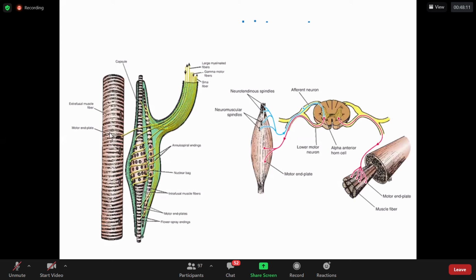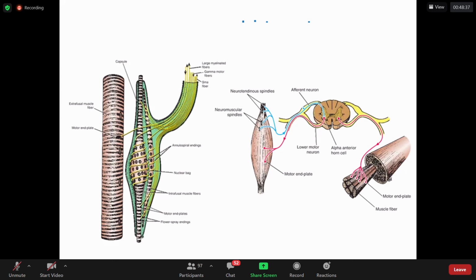So this is an extrafusal fiber. But there are some fibers which are encapsulated, and these are called intrafusal fibers. And these are the neuromuscular spindles, and it looks like a spindle. And there are two types of intrafusal fibers. One is the nuclear bag fiber, and the other is the nuclear chain fiber, right? Nuclear bag fiber and nuclear chain fiber.